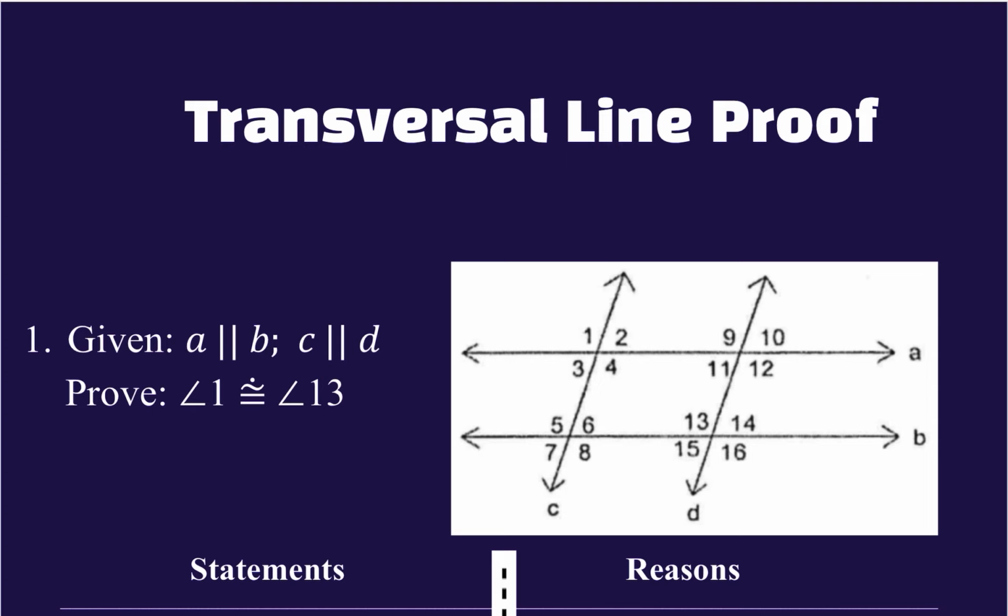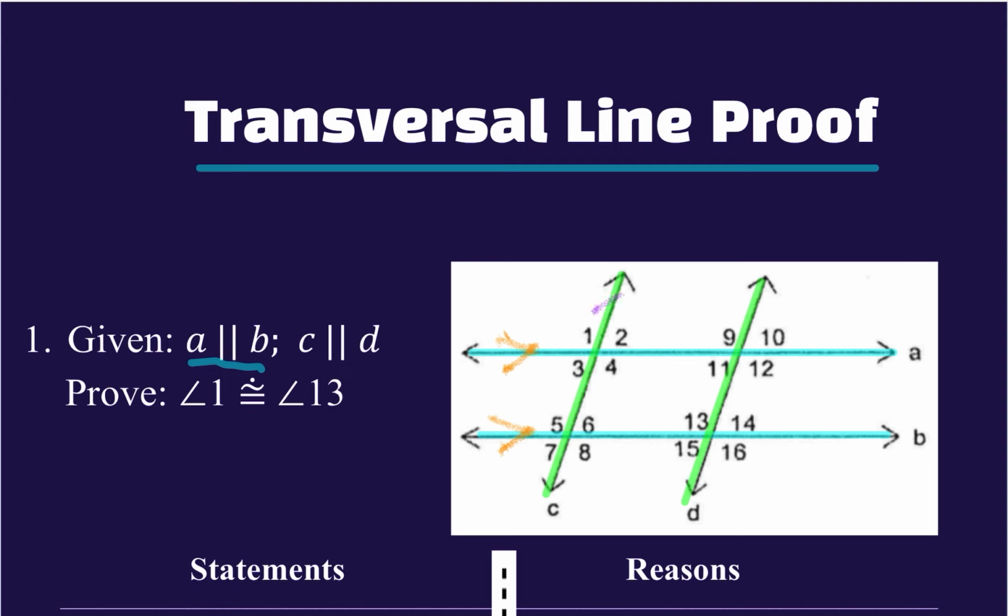In this video, we are going to talk about transversal line proof. So on the screen, we are given two pairs of parallel lines. We'll start with A and B. So I'm going to emphasize the lines. We have A and B, which are parallel to each other, and I am going to use the arrows to emphasize that these two lines are parallel. The second set of lines that are parallel are C and D.